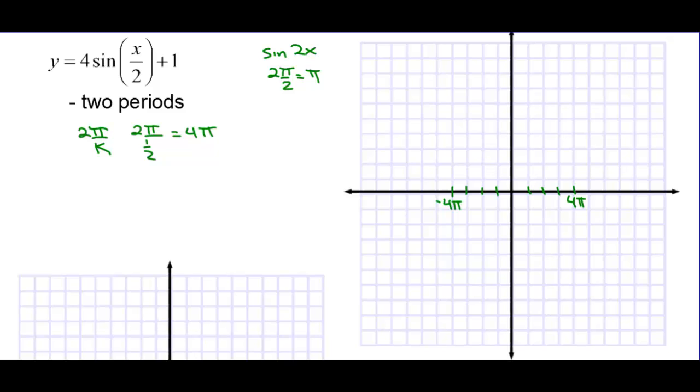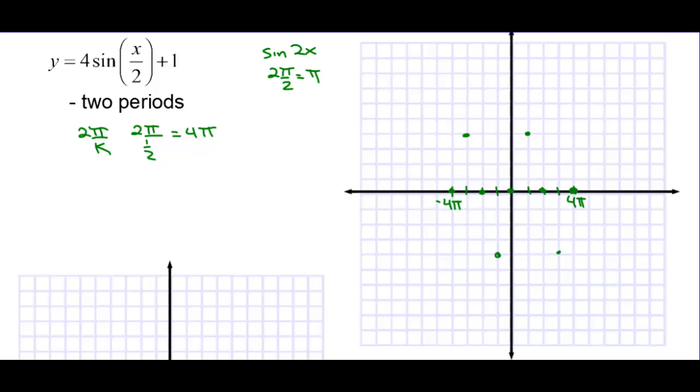We have the period taken care of. Now we got to take care of the 4 and the 1. The 4 is the amplitude. So from sine starts at 0, and then I'd go up to 1, 2, 3, up to 4, down to 0, 1, 2, 3, 4, and back to 0. So then here I'd go 1, 2, 3, 4, back to 0, up to 4, back to 0.